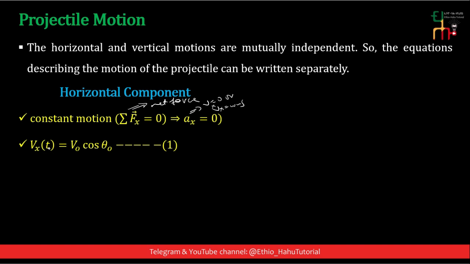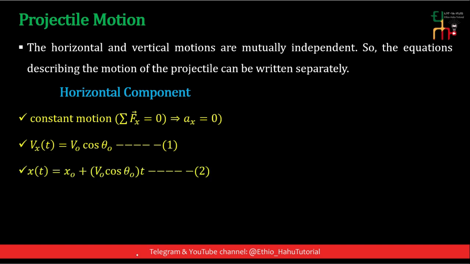That means vx of t is equal to v0 x, and this v0 x is v0 times cosine of theta, because the projectile motion is this one. This is the initial velocity of the projectile. This is the angle it makes with the horizontal. The x component is v0 x and the y component is v0 y. v0 x is simply v0 times cosine of theta naught. That's why the x component of the velocity of the projectile at any instant of time is v0 times cosine of theta naught, which is constant.